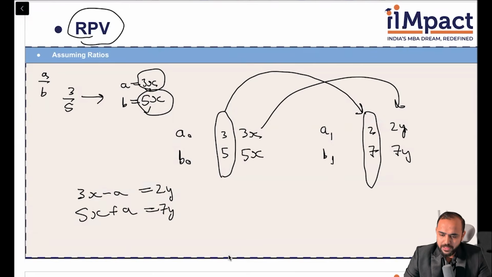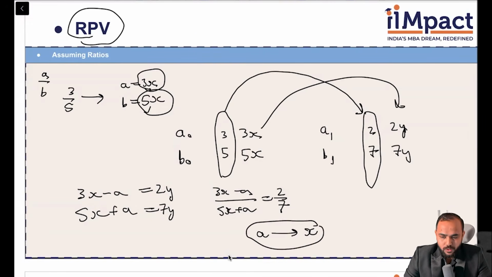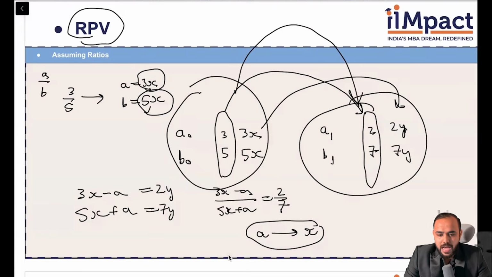All right, and when you take the ratio, y will cancel out. You will then get 3x minus a upon 5x plus a is equal to 2 by 7. Or more importantly, you will get a as a proportion of x, which is probably what they will ask you for. So the method does not change. Usually, you will have two different ratios given, initial condition and a final condition, and there would be some absolute relationship in between them. So the idea is, we will convert everything into x and a's. All right, so by assuming ratios we can solve a lot of stuff.